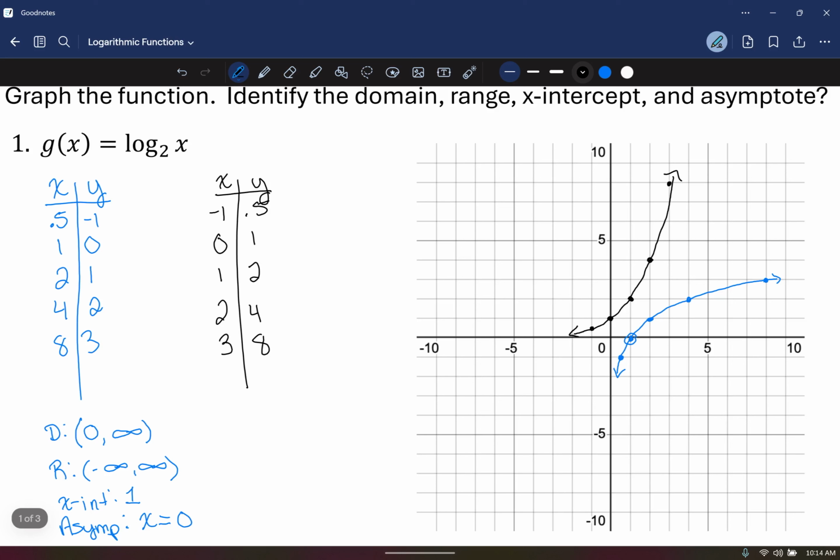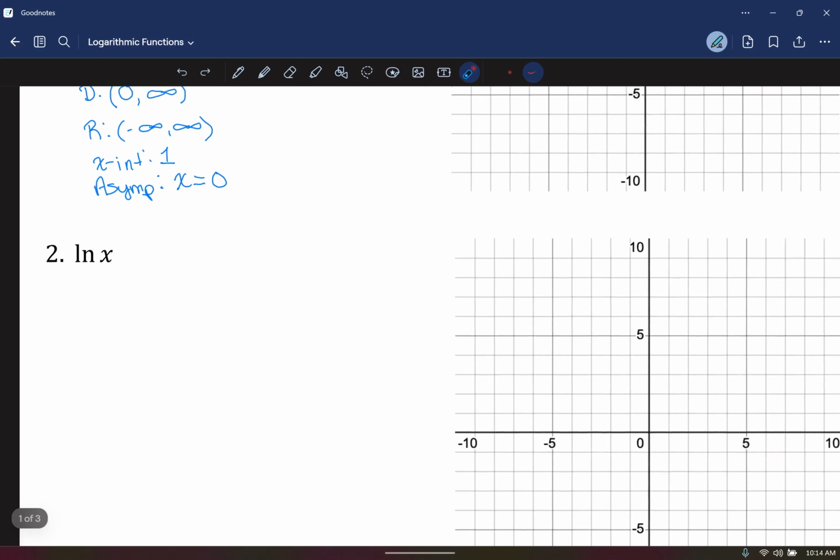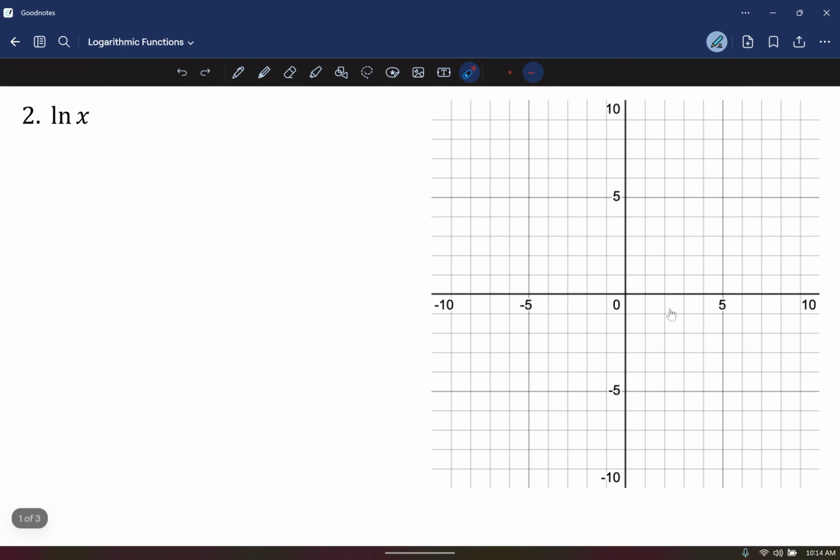And remember, when you graph inverses, they create a mirror across the line y equals x. So if you have a point here, then equally distant on this side, you have a point over here, or here and here, here and here. Those are mirror images across that line. And then your domain, range, x-intercept, and asymptotes would all flip-flop because your x and your y's have switched spots. So now we're going to graph the natural log of x. We're going to make ourselves a table.